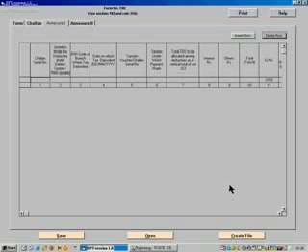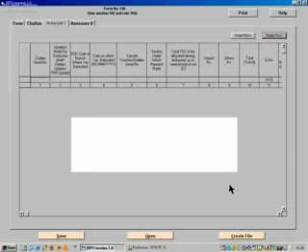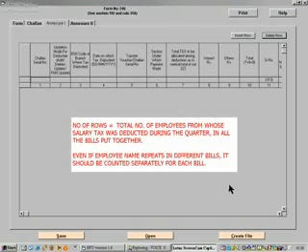But how to know how many rows to insert? What is the basis for deciding that? The basis is the number of deductees, that is the total number of employees from whose salary tax was deducted during the quarter in all the bills put together. Even if employee name repeats in different bills, it should be counted separately for each bill.